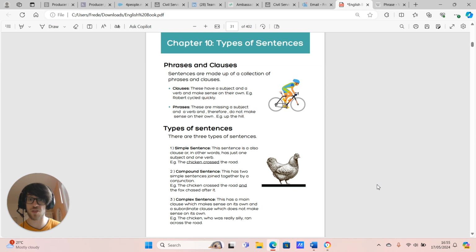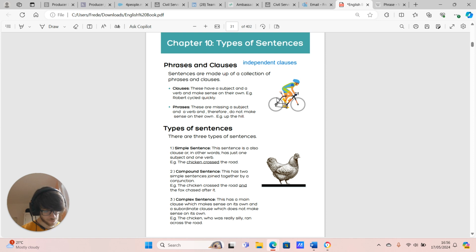The example there, for instance, Robert cycled quickly. That's a clause. It's very, very simple, and it makes sense, right? It doesn't feel like it stops early. You've got all the information you need. Now, what is important to define here is that when we talk about clauses that make sense on their own, because they don't rely on any other information, we call them independent clauses. They are independent, they work on their own, they don't need any other information.